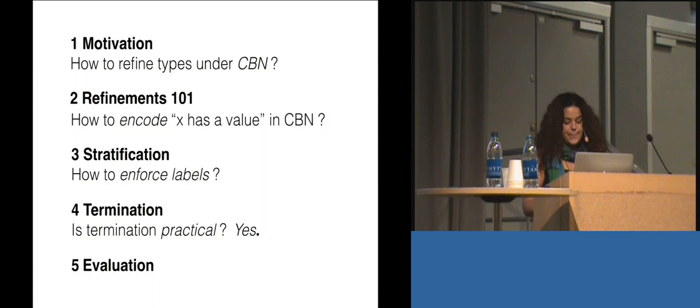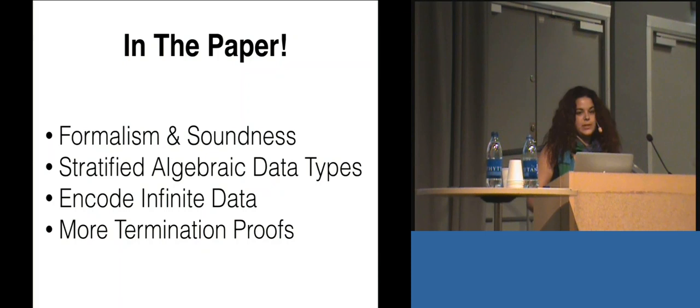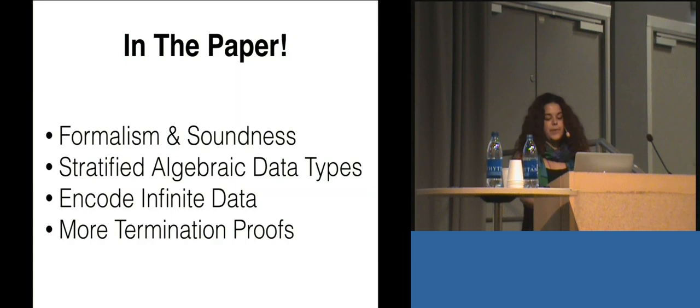So in the paper, we provide a formalism for our termination proofs and type certification. And we give a proof that our refinement type checker is sound. We describe how we can use stratified algebraic data types. We use refinement types to encode infinite data, and we provide more termination proofs.